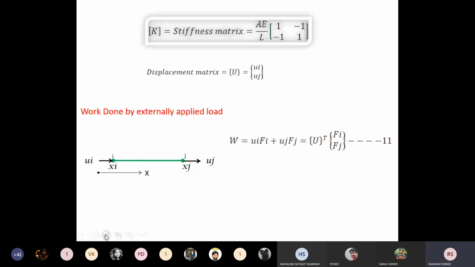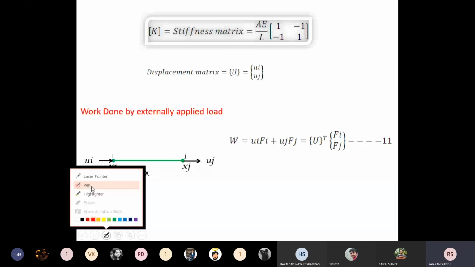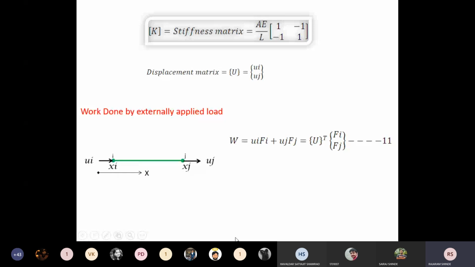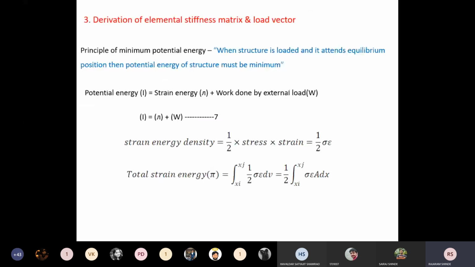After writing this one, we will write the potential energy equation. What is the potential energy equation? Can anyone tell what is the potential energy equation? Akshay Shinde. What is potential energy equation? Here I have written the statement. You can see here. This one, strain energy plus work done. Am I right, sir? Strain energy plus work done.